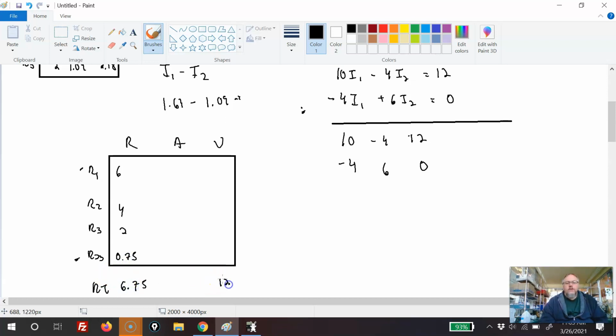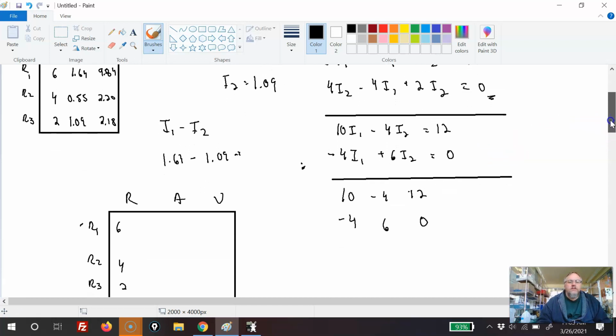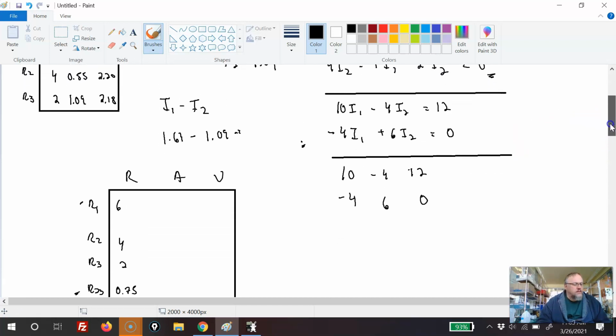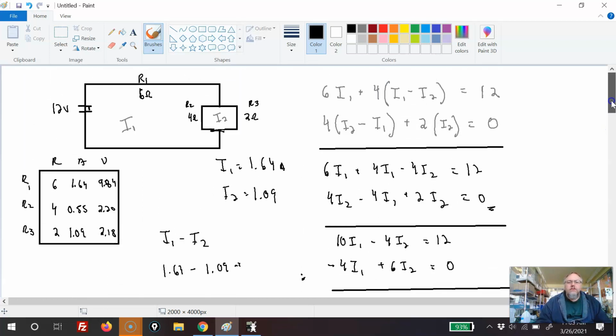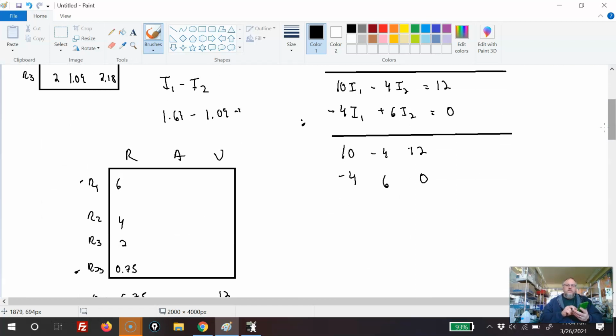I have 12 here, right? 12 divided by 6.75, I get the number 1.78, okay? So that's interesting. What did I do wrong? 4, 4, 6, 4, 2, 6, 4, 2. That's not right. This is 1.33. I did not push the button.